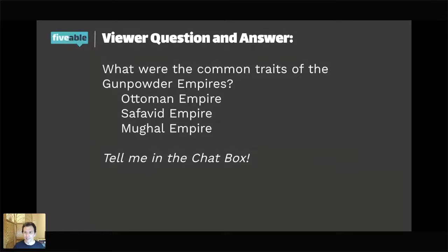So I'll go ahead and give it about another 20 seconds. So the Safavid Empire, yes, it is Shia or Shiite. So let me go ahead and take a look. And yes, the Mughals did promote religious tolerance. So remember that the Ottomans are Sunni and the Safavid are Shia or Shiite.